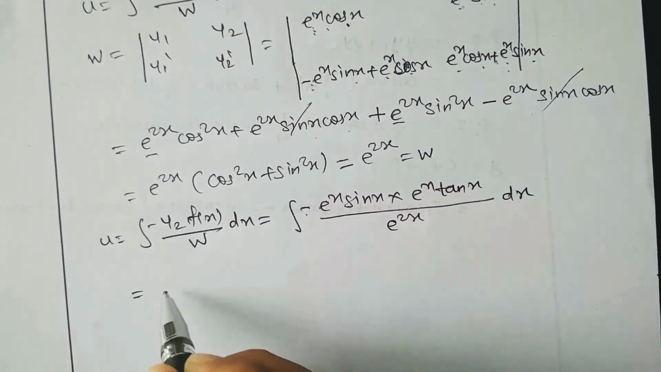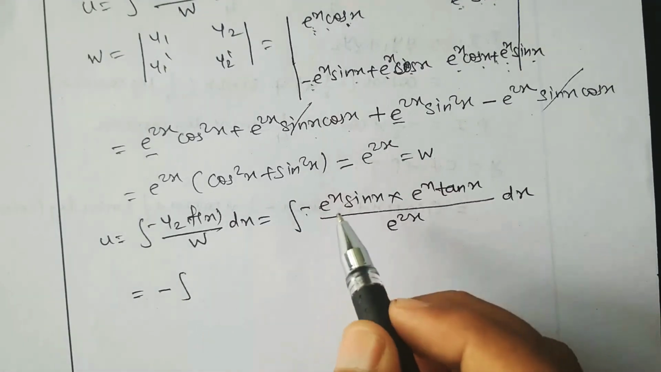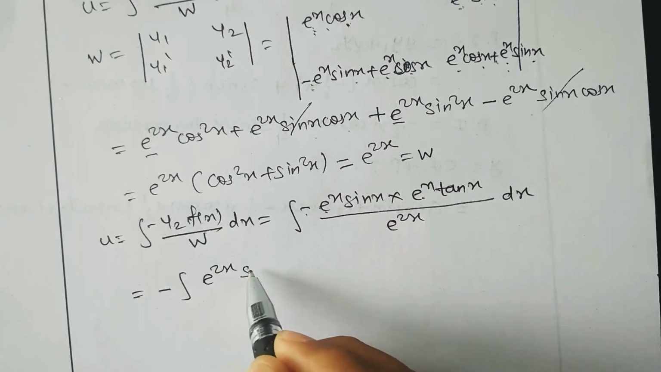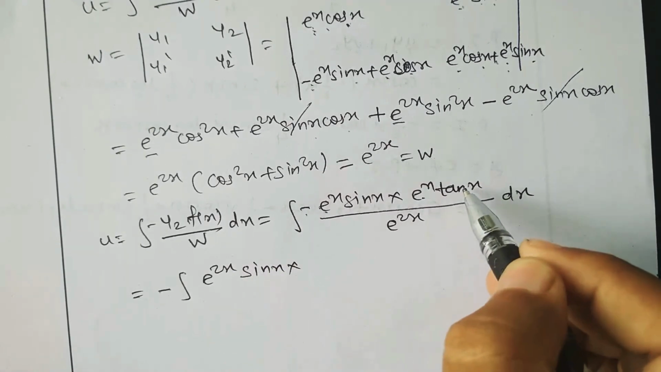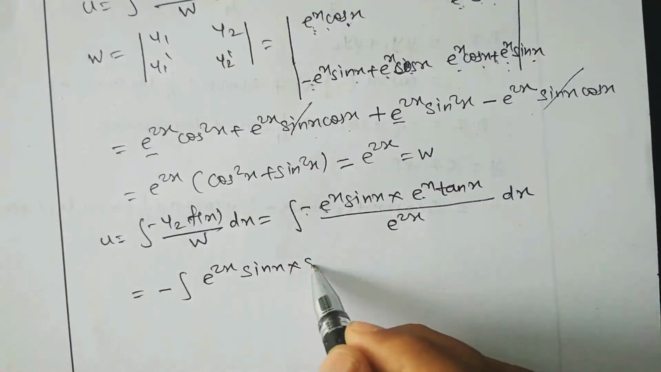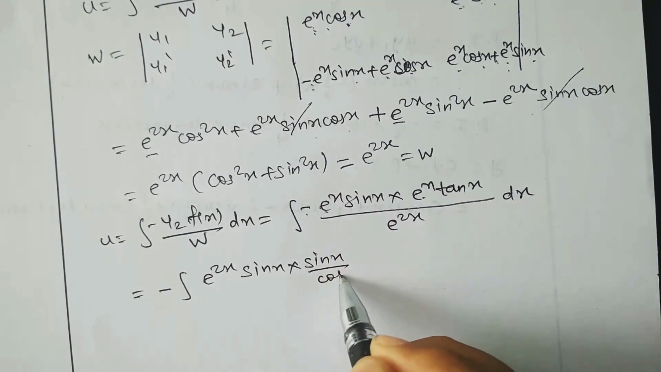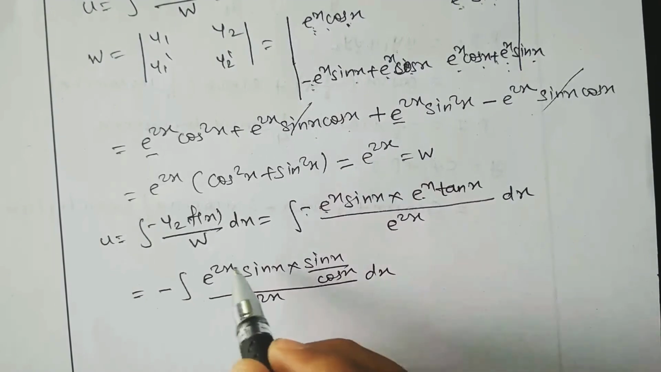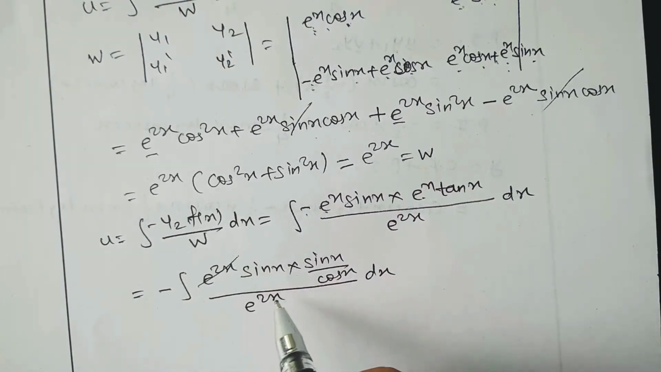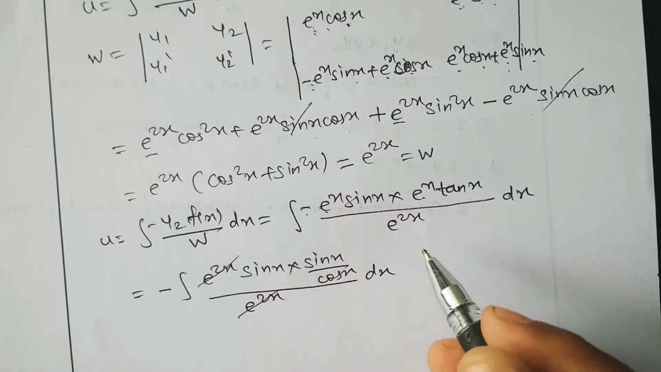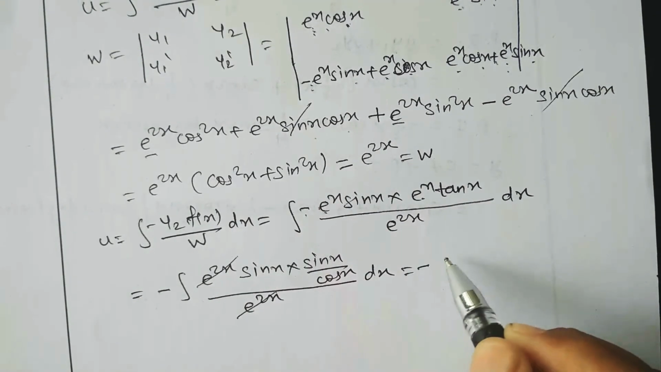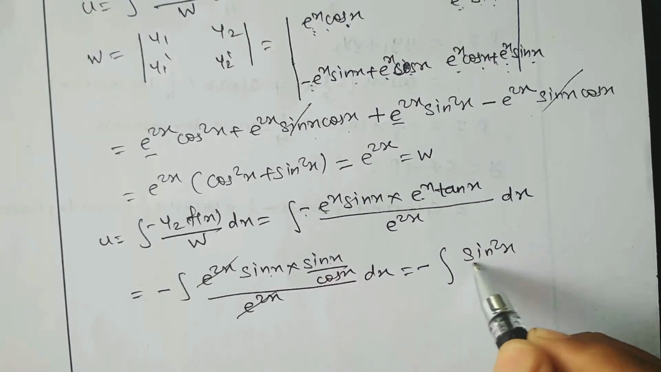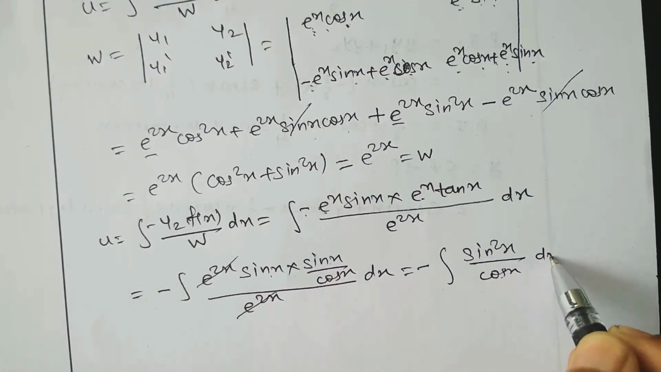Now taking the minus sign outside, integration of e raised to x into e raised to x, e raised to 2x, sin x into tan x, which can be written as sin x upon cos x, upon e raised to 2x dx. So this e raised to 2x in the numerator and e raised to 2x in the denominator get cancelled. So this is equal to minus times integration of sin x into sin x, sin square x upon cos x dx.